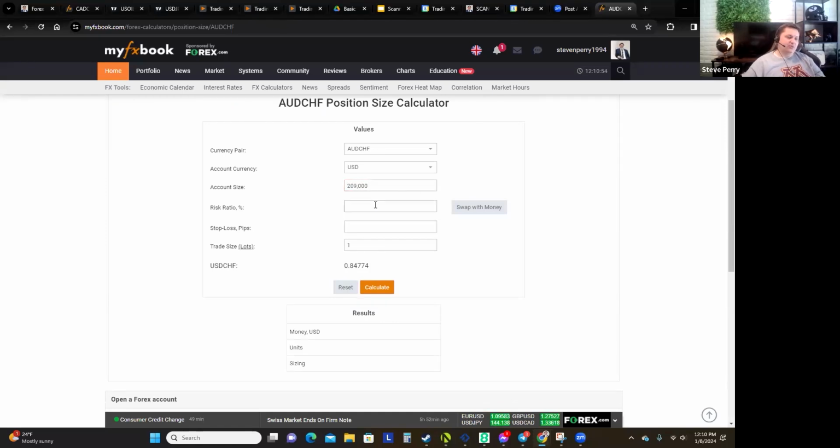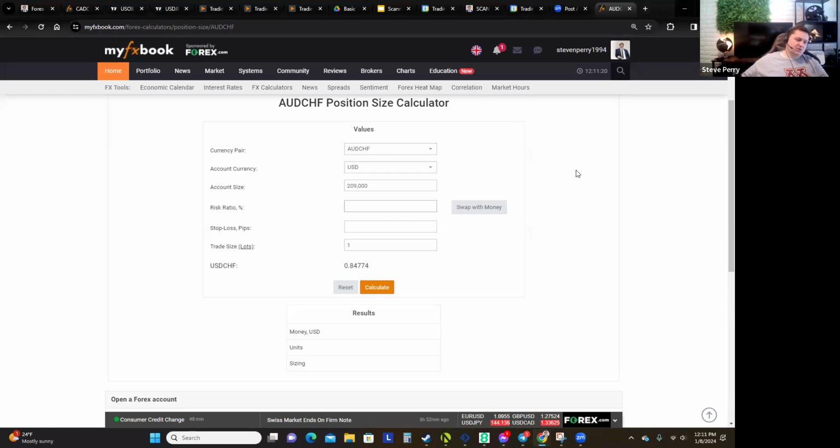Now you've got to put in your risk ratio. This is something we should definitely talk about. Your risk ratio depends on a couple of things. Some people just risk, and this is up to you, by the way. So I'm going to walk you through the different ways you could do this, and I'll show you what I do. So, what is the risk ratio? Let's walk you through it.